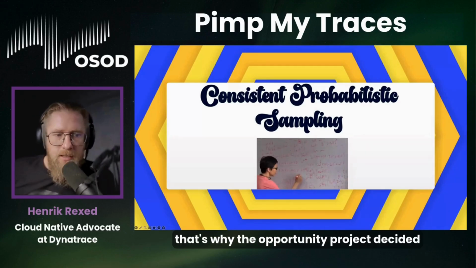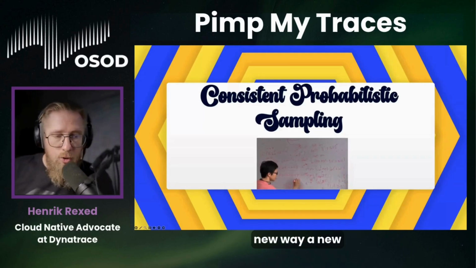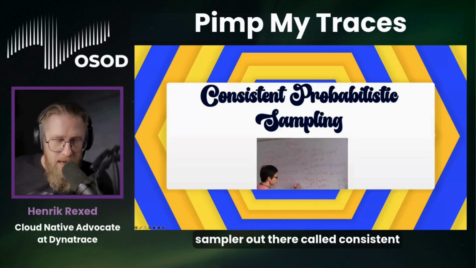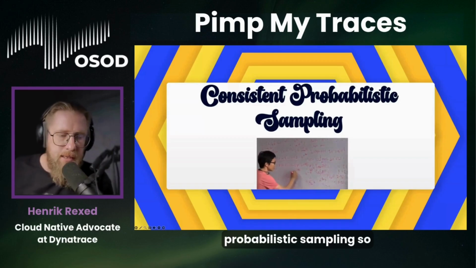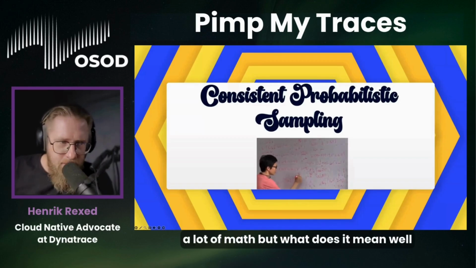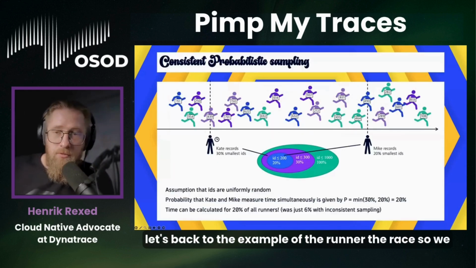So that's why the Observability project decided to improve it, and there is a new sampler out there called consistent probabilistic sampling. So that's a big name, a lot of math, but what does it mean? Well, let's go back to the example of the race.